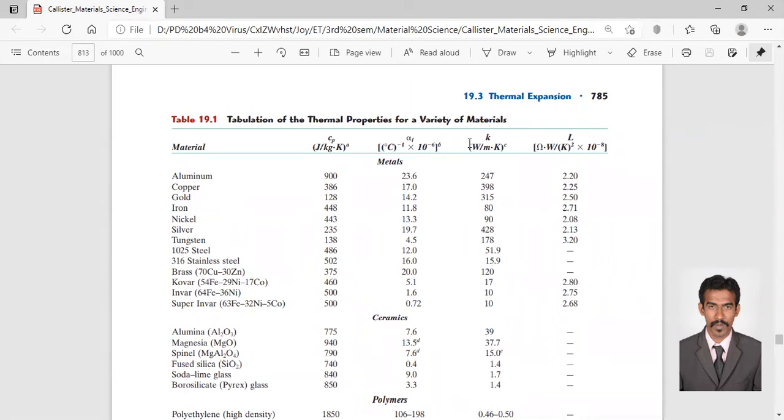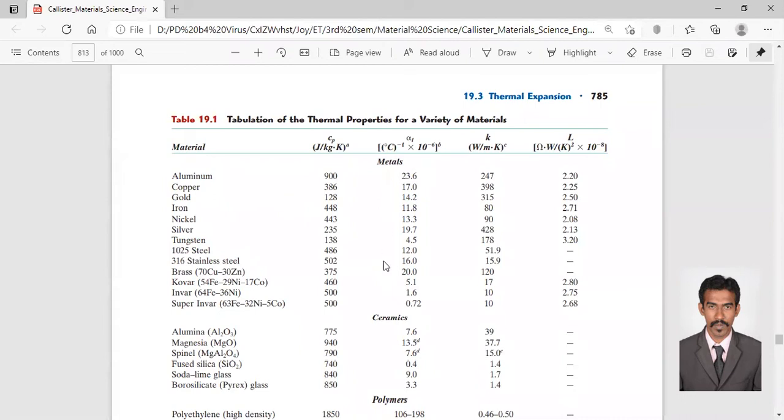And then we have K, that is conductivity, in watt per meter Kelvin, right? So aluminium heat capacity is 900, copper 386, gold 128, iron 448. There are a few alloys also. Brass, that is 70 copper, 30 zinc, 375. Invar is there, 55 iron, 29 nickel, 460. These all are heat capacities.